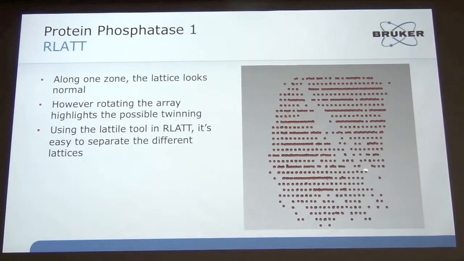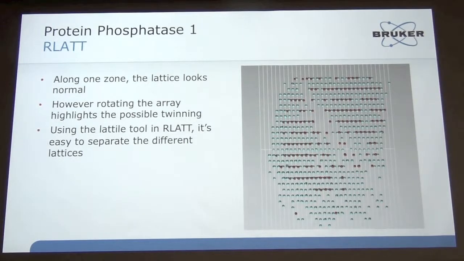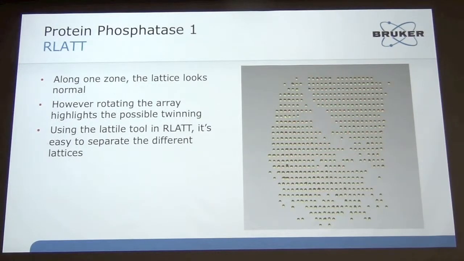These spots are overlapping every other row, and then the rows between those are the individual spots in the individual domains. So in RLATT, I can just simply take one domain, highlight it, change it to a different color, and then take out the other domain. And now I essentially de-twin. But in this case, it's a little different because you've got complete overlaps in the layers.